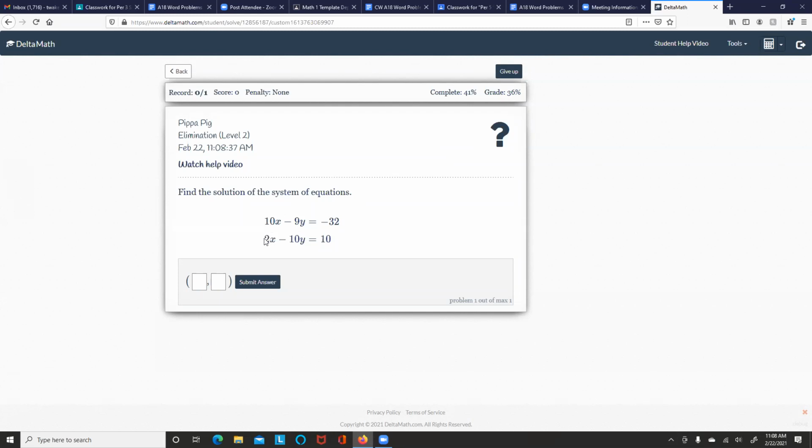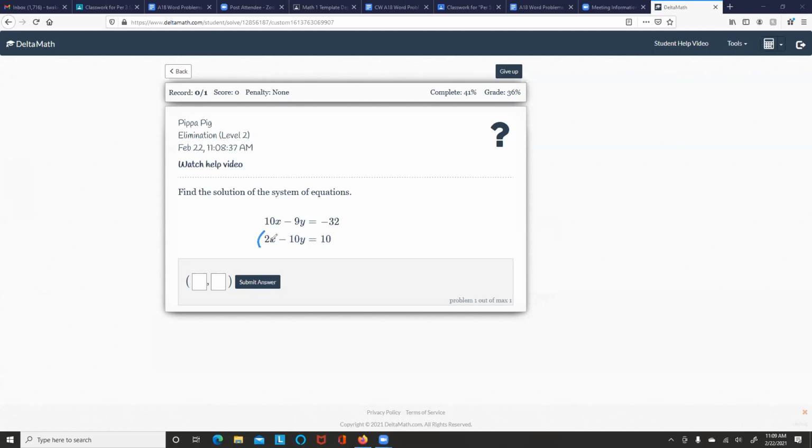Okay, which one? Look at this, guys. Look at the 10x and the 2x and the 9y and the 10y. Which one would we want to get rid of? Which one is easiest to get rid of when we add them together? But we can't add them together. But which one's easier to get rid of, the x or the y? You can answer in the chat or say out loud. Okay, so x is actually easier to get rid of, right?